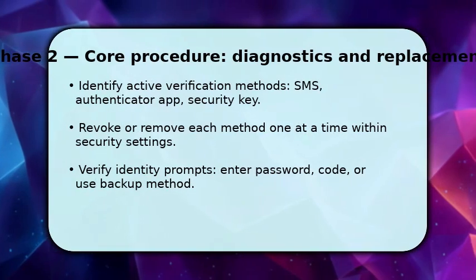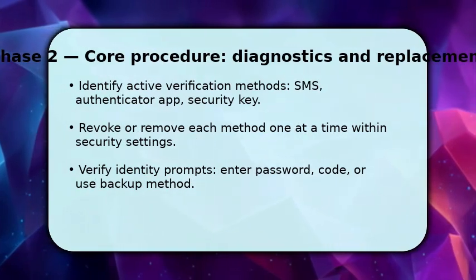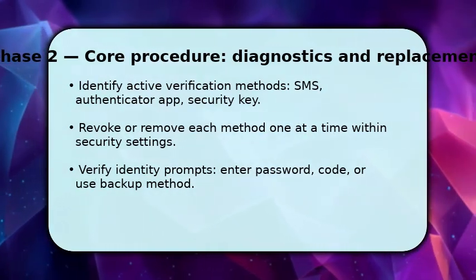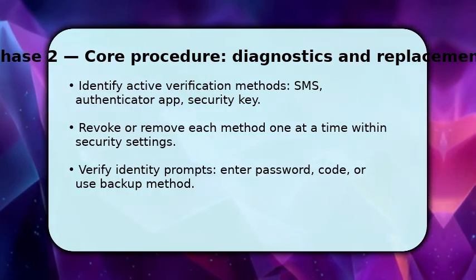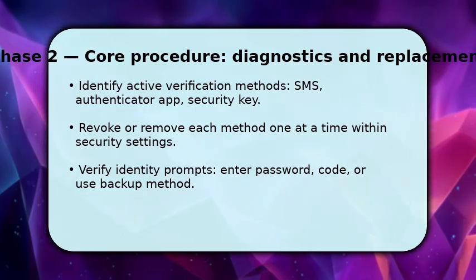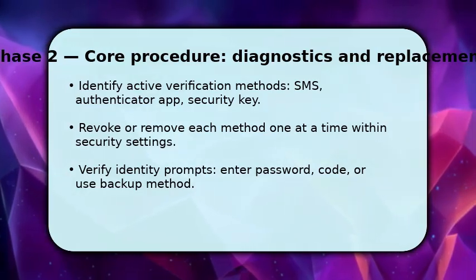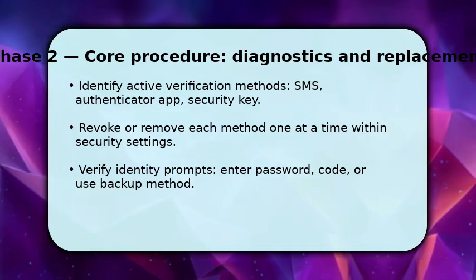You now remove each active verification method carefully. First, identify whether SMS, an authenticator app, or a physical security key is listed. Then revoke methods one at a time. Tap SMS and remove the phone number, open Authenticator and unlink the account.